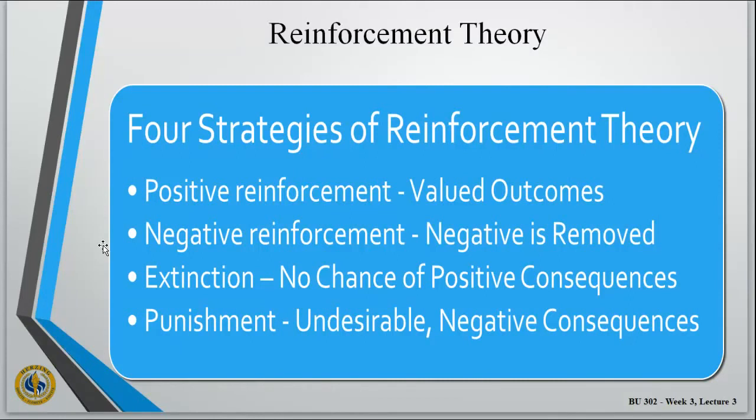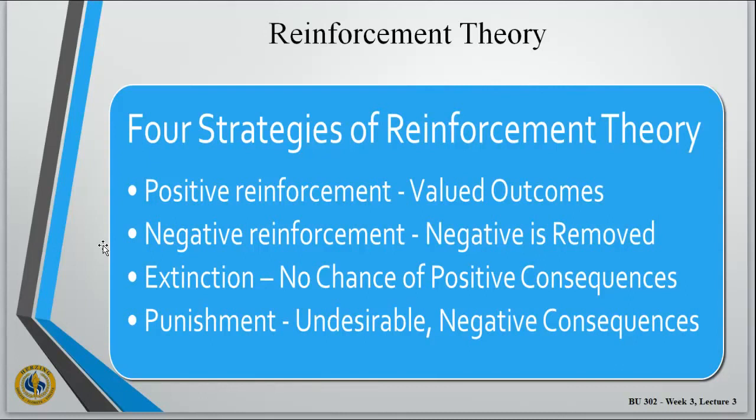Extinction is removing the chance of positive consequences for the behavior. The behavior is ignored, receives little attention, and so the behavior stops. Punishment. Apply undesirable negative consequences to a behavior. It can include taking away a privilege due to an undesirable behavior.